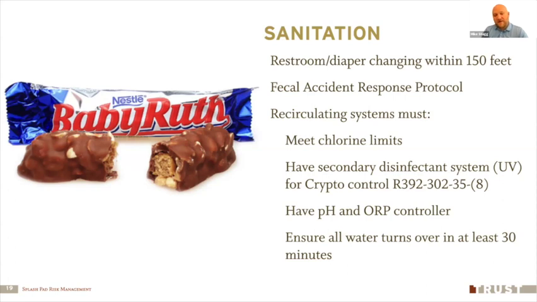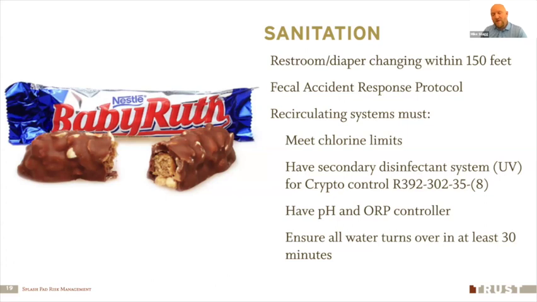Your recirculating systems, okay, they must meet chlorine limits. They must meet the limits of the sanitation. Okay, we'll talk about that here in just a minute. It is very best practice to have a secondary disinfectant system like a UV for crypto control. Okay, that is just part of the state code again, R392-302-35 and 8 is where it talks about that. But that secondary disinfectant system is very, very important. Something like UV or ozone or something that is outside of the regular chlorine that is going to help you if there is a crypto outbreak or if there is a fecal accident.